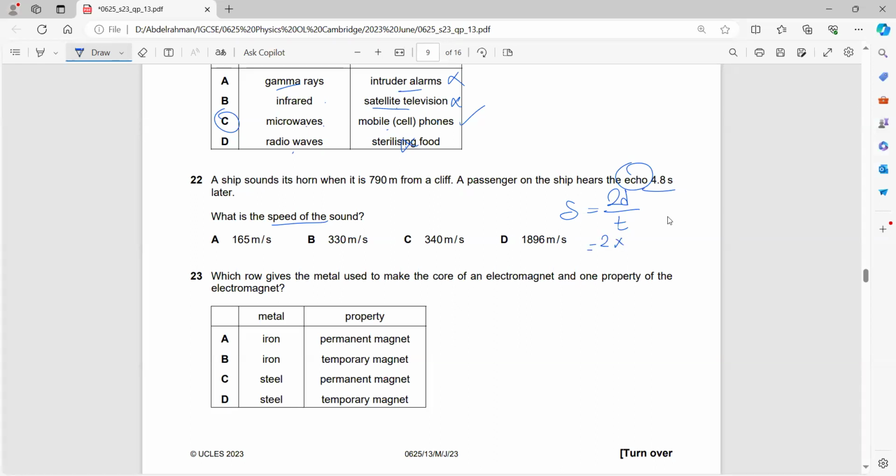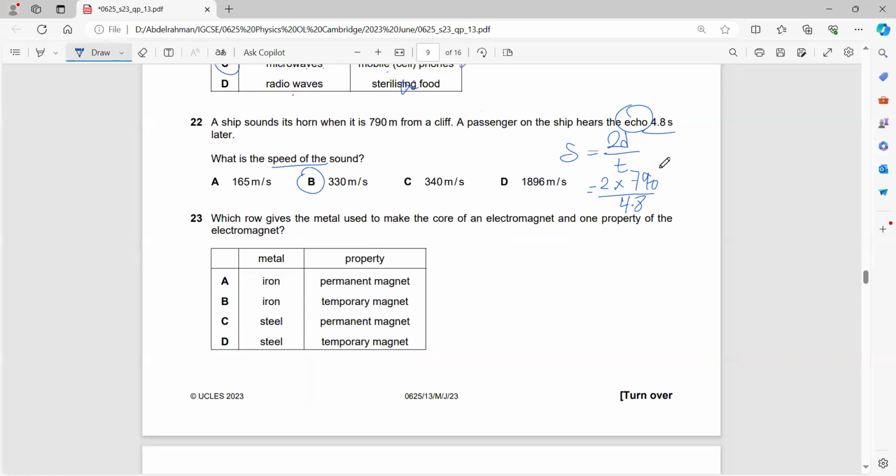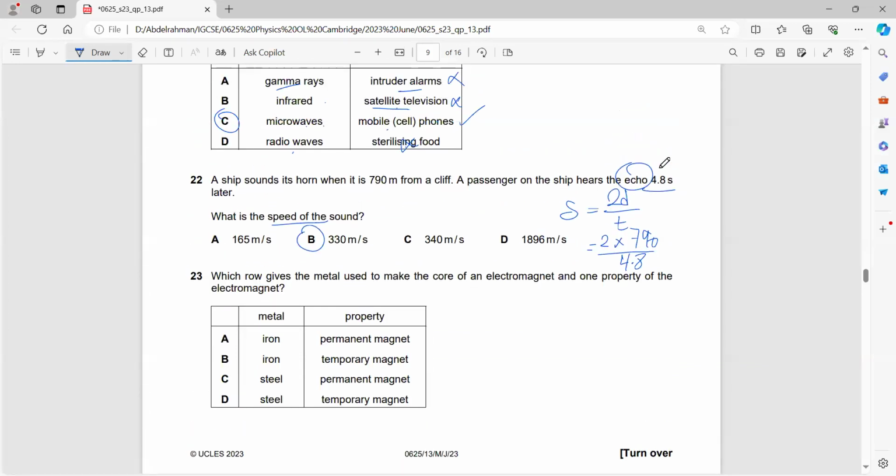2 times 790 divided by 4.8. It would be B. Yes, 2 times 790 divided by 4.8 would be around B. Okay, good. Again, Shoaib, whenever we have an echo, you have to use 2 distance over time. You cannot just divide distance over time. This would be definitely wrong.